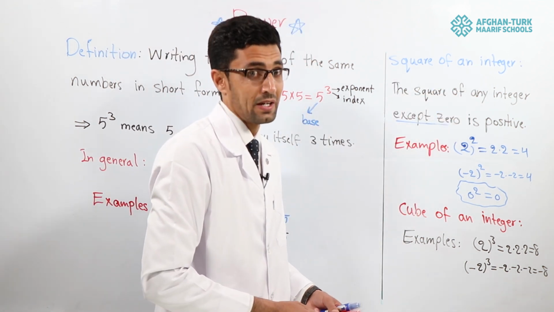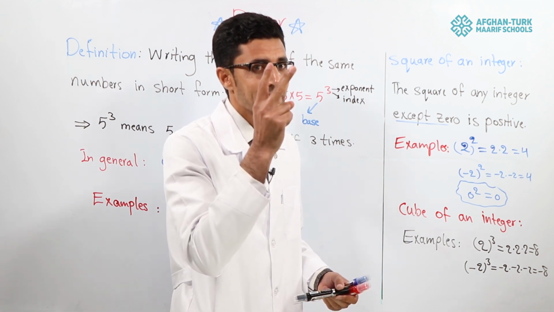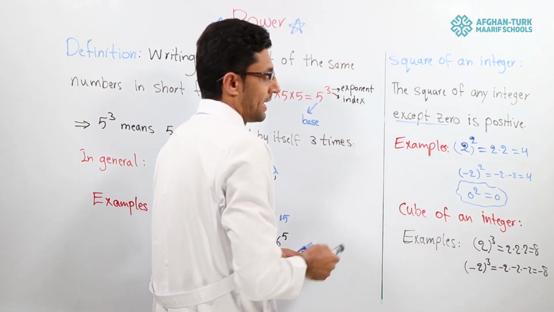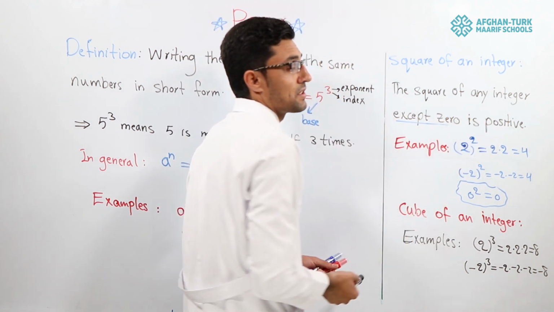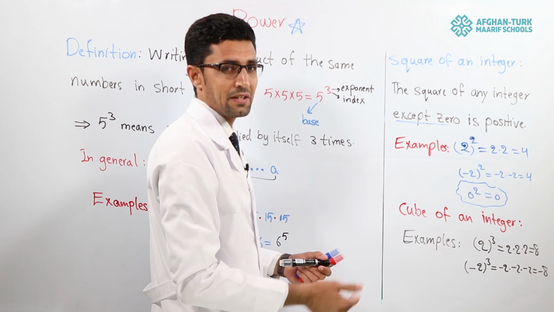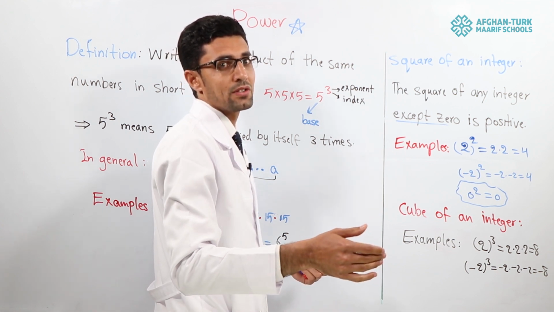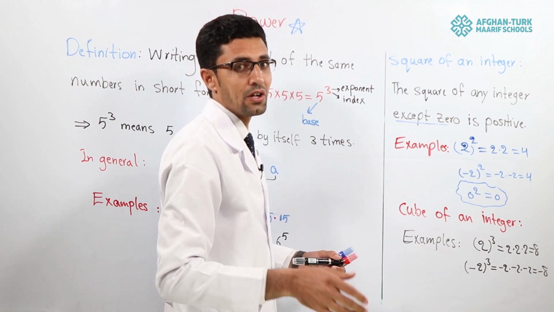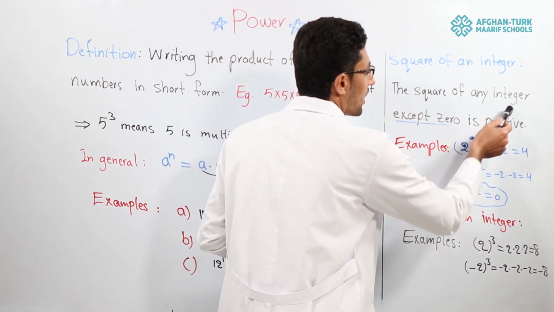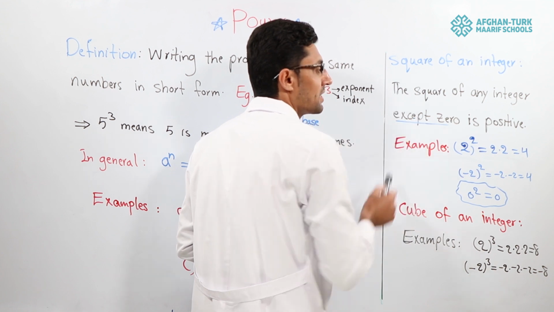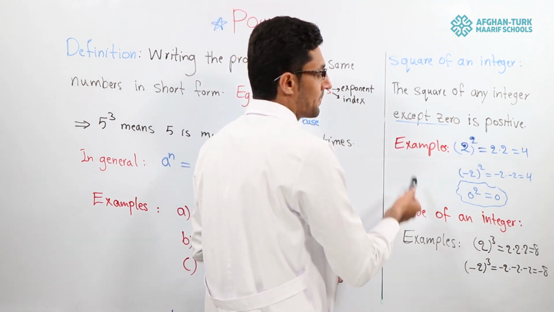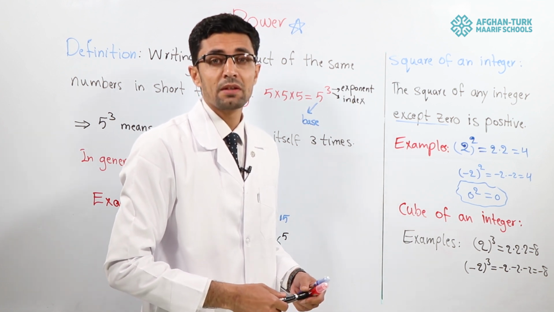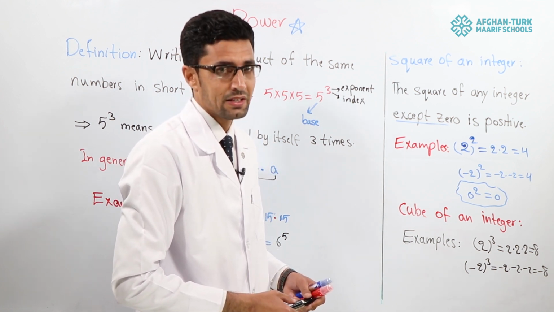And we are going to study the square of an integer. What does square mean? It means power 2. The square of any integer. You know integers: negative numbers, minus 3, minus 2, minus 1, 0, and 1, 2, 3. These are integers. The square of any integer except 0 is positive. Why except 0? Because 0 is not positive and not negative.